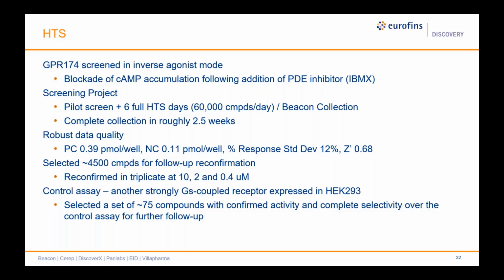We selected about 4,500 compounds for follow-up reconfirmation. For those 4,500 compounds, we reconfirmed in triplicate at 10, 2, and 0.4 micromolar. And we also had a control assay to look for compounds that were non-selective or hitting something else in the HEK293 cells. At the end of the day, we selected a set of 75 compounds that have confirmed activity and complete selectivity over the control assay for further follow-up.